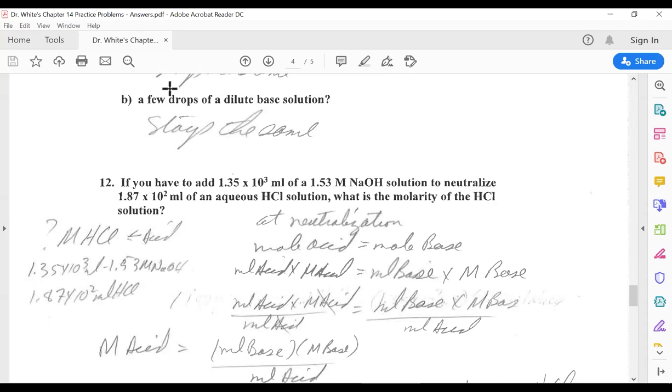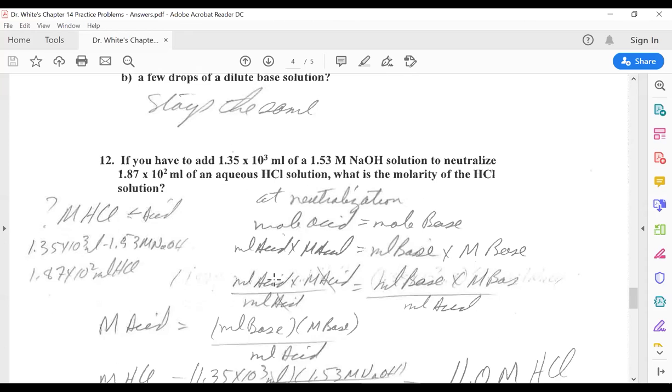You're adding an acid to a base or a base to an acid, and for one of those two, acid or base, you're trying to find a molarity. At neutralization, which is what you've done here, moles of acid equal moles of base. And this really means milliliters of acid times the molarity of the acid equals the milliliters of the base times molarity.